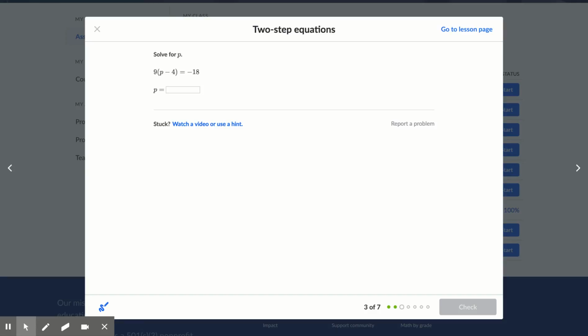Next one, another practice with distributive property. So 9(p - 4) = -18.